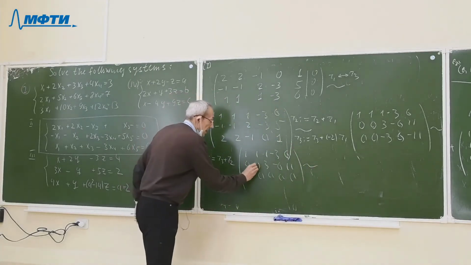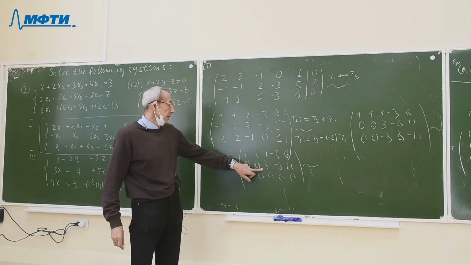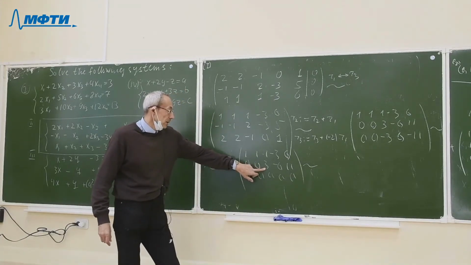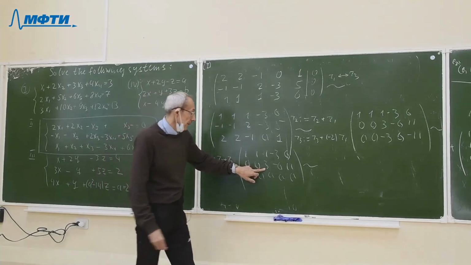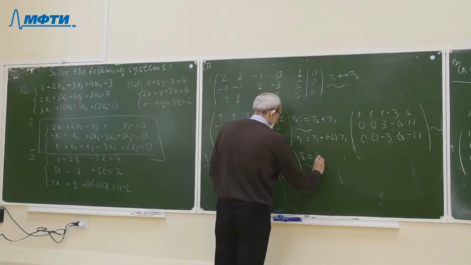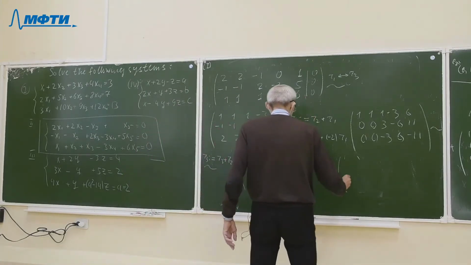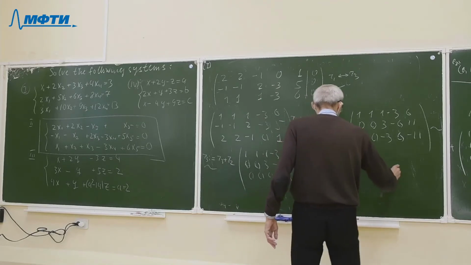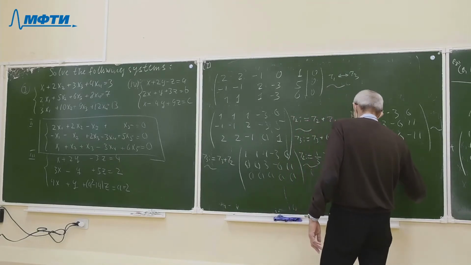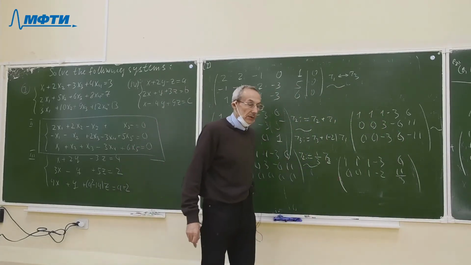And in the last step I try to obtain the reduced echelon form. I divide the second row by the leading element 3. R2 is equal to the ratio 1/3 times R2. The first row is not changed: 1, 1, 1, -3, 6. The second row: 0, 0, 1, -2, the ratio 11/3. And I obtain the reduced echelon form.